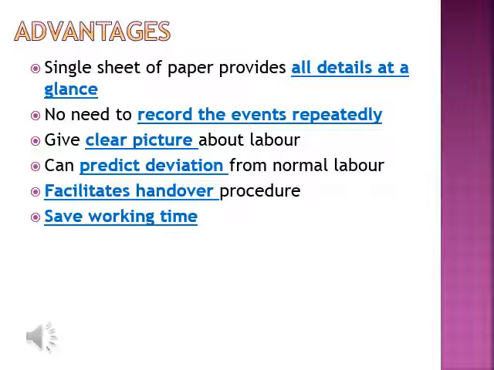By seeing the partogram, you will be able to know when the labor started, what type of contractions were coming, and what is the present station of the baby's head. All these things you will be able to know, and you can predict deviation from normal labor. As the progress of labor is recorded hourly, you will be able to know if there is any deviation in the contractions from the normal. It facilitates the handover procedure. With the help of the partogram, you can easily hand over one patient to the other shift members. It saves the working time also.